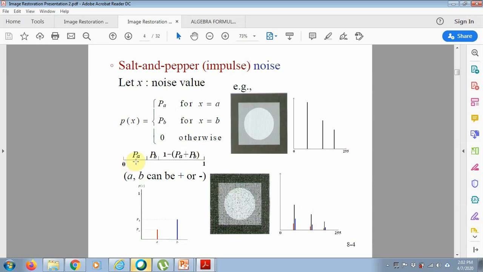If you consider this range, from 0 up to this is Pa, and from 0 up to this is Pb, so the remaining will be 1 minus (Pa plus Pb). This is nothing but salt and pepper noise. This is the input image. I can add this noise to the input image like this, so I will have a noisy image, that is a salt and pepper noisy image. So Pa for x equal to a, Pb for x equal to b. That is the function for salt and pepper noise.